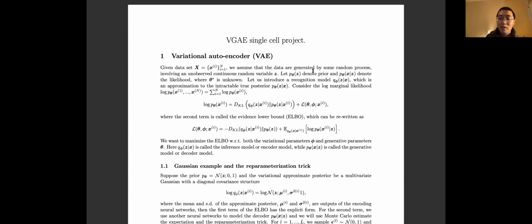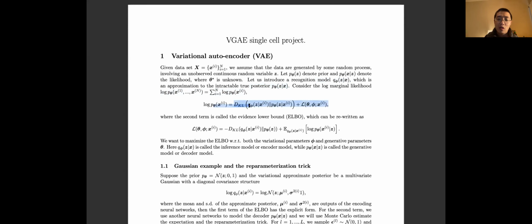Given the prior and the likelihood, the true posterior will be P theta Z given X. Usually this posterior is intractable. So instead we use an approximation model, Q phi Z given X, which has parameters phi. Then consider the marginal likelihood of our data xi. If we have n points, then the log likelihood will be the summation of the log likelihood for each point.